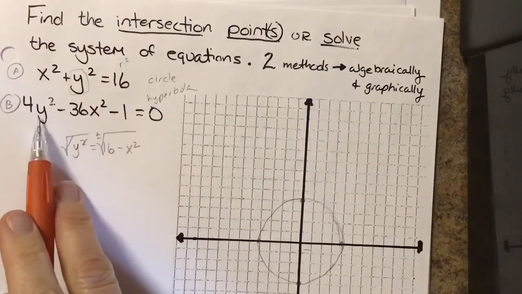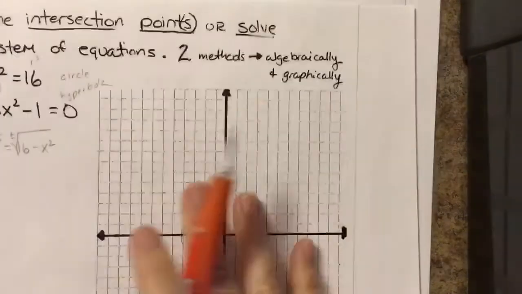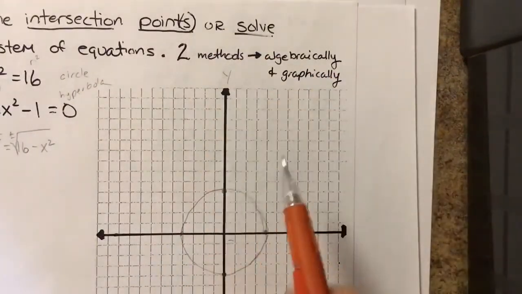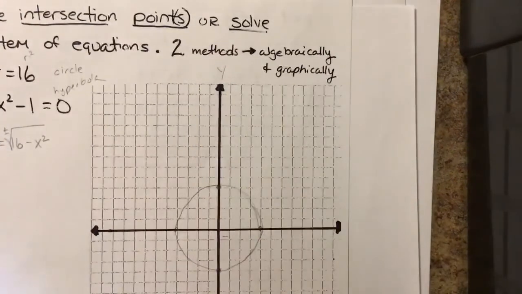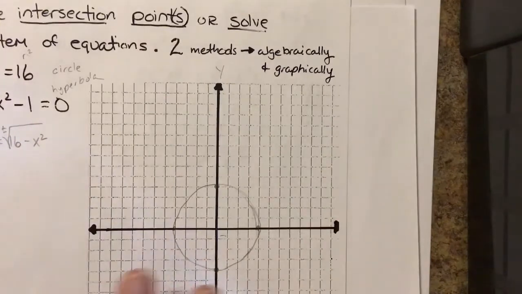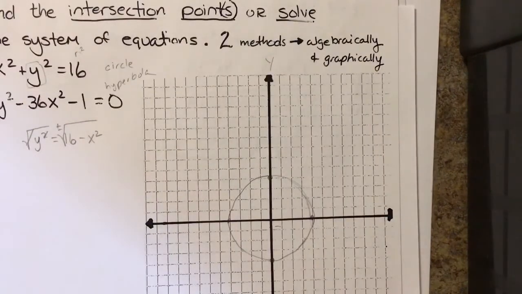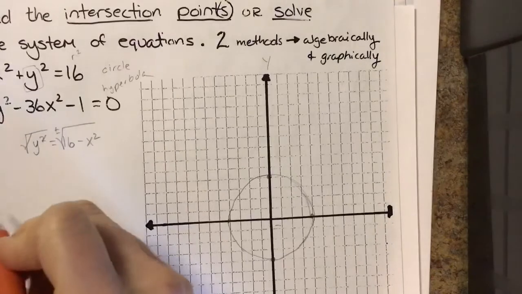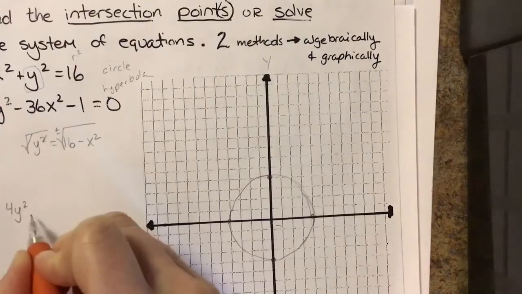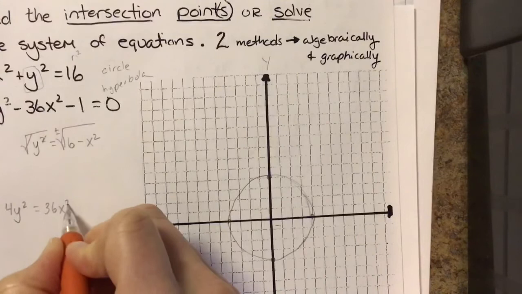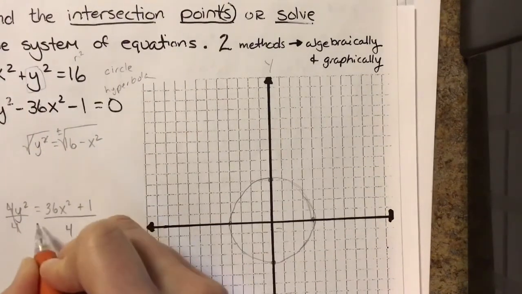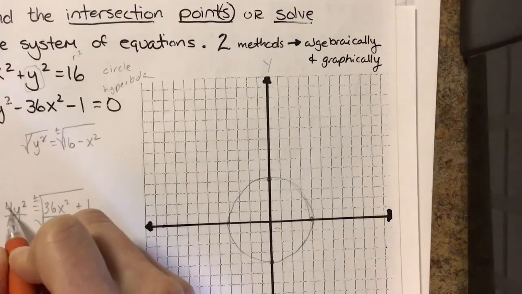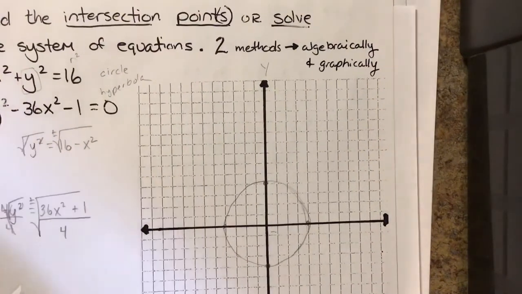But I know when the y squared is first, the y-axis is where I'm going to find what are called the vertices. So this is going to be one that goes up and down as opposed to on the sides. All right, so let's see. We can put that in the calculator. It's a little bit longer to solve for y. I'm going to add 36x squared and add 1. Divide by 4, and take the square root. Positive, negative, square root. So let's put that in the calculator, see what we get.